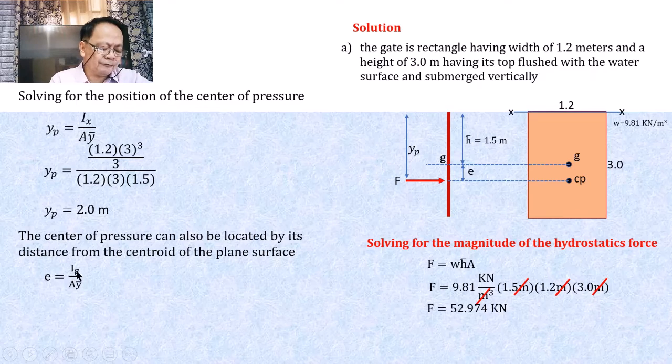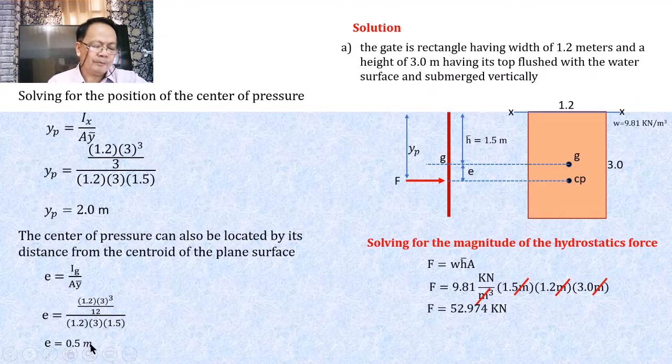Since E is measured from the centroid, therefore, yung moments of inertia must be referred from the center of gravity or the centroid of the geometric figure. So that is equal to I sub G. And what is our figure? Our figure is rectangle. And we know that the moments of inertia of the rectangle at the centroid is equal to bh cubed over 12. That is equal to 1.2 times 3 cubed over 12, dividing by the same magnitude of 1.2 times 3 times 1.5. And so our E becomes equal to 0.5.